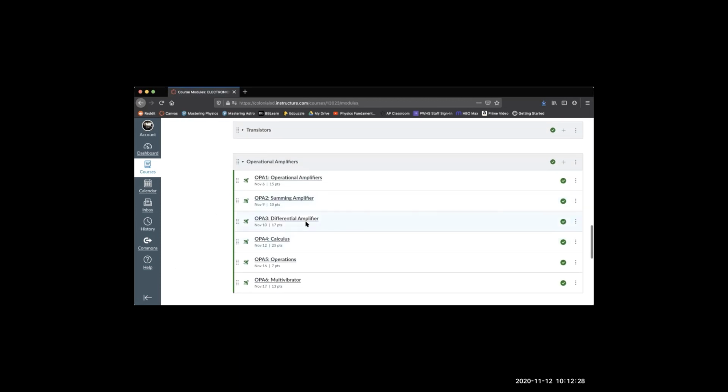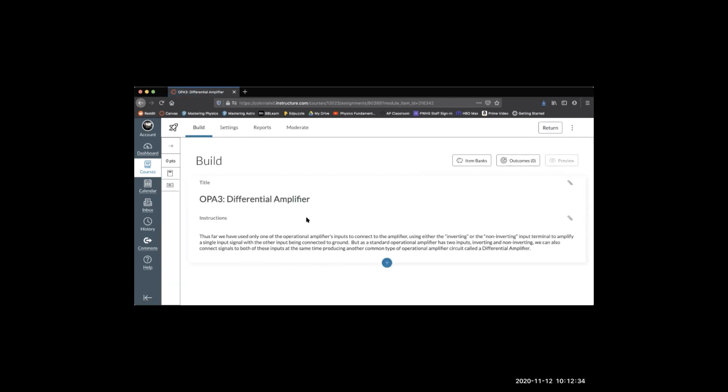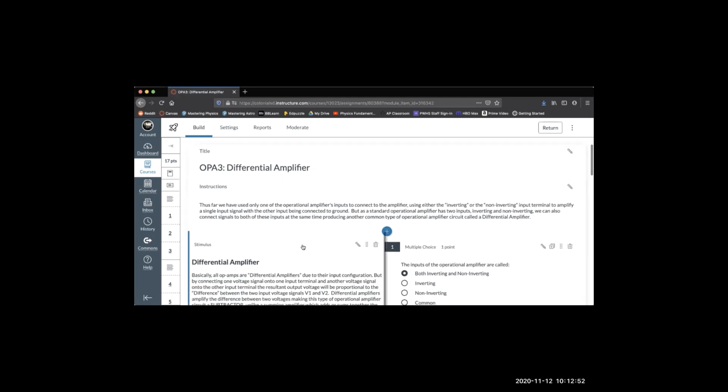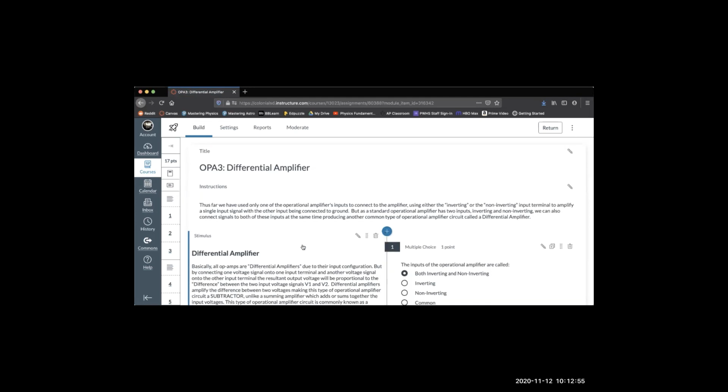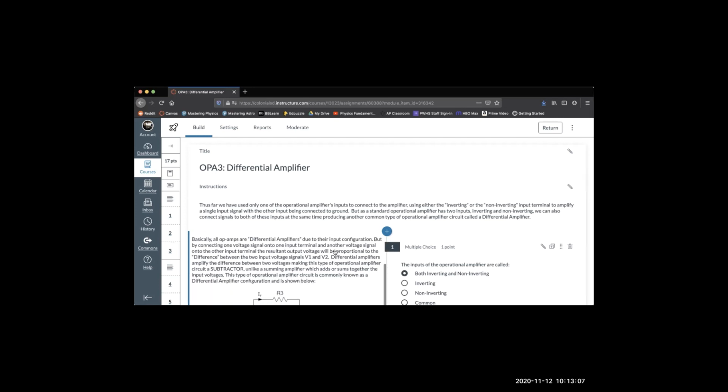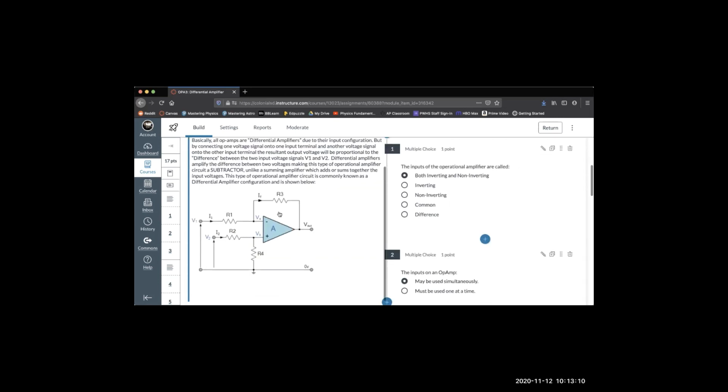Looking at foundations. OpAmps number 3, the differential amplifier, which is what an op-amp is by default anyway. So this operational amplifier exercise is all about learning about what op-amps do by default. So now we're going to use both inputs, and we're not going to amplify the inverting input. We're not going to amplify the non-inverting input. We're going to amplify the difference between the two. That's why it's called a difference amplifier or a differential amplifier. So here's how it gets constructed.